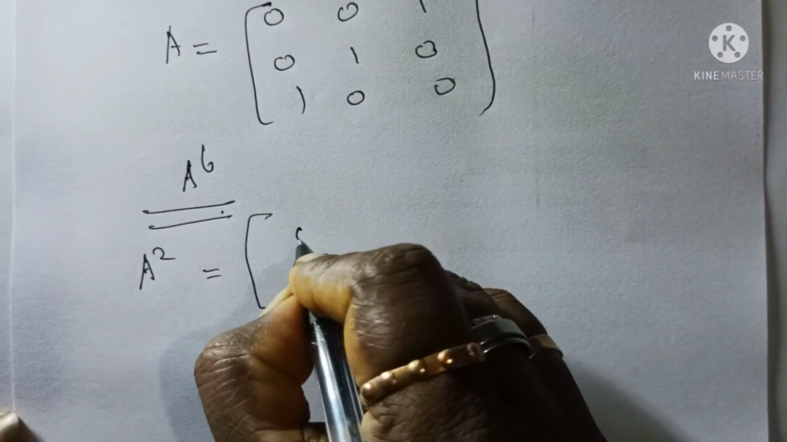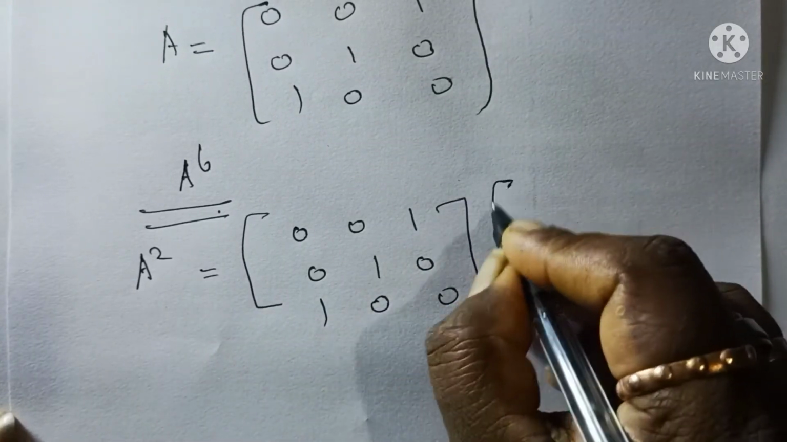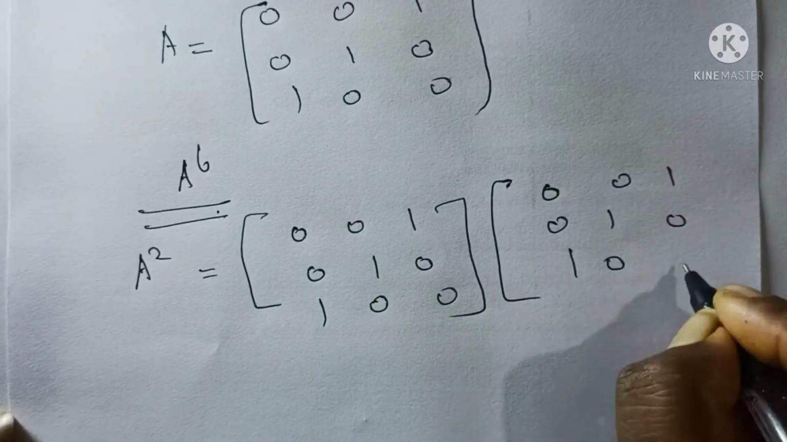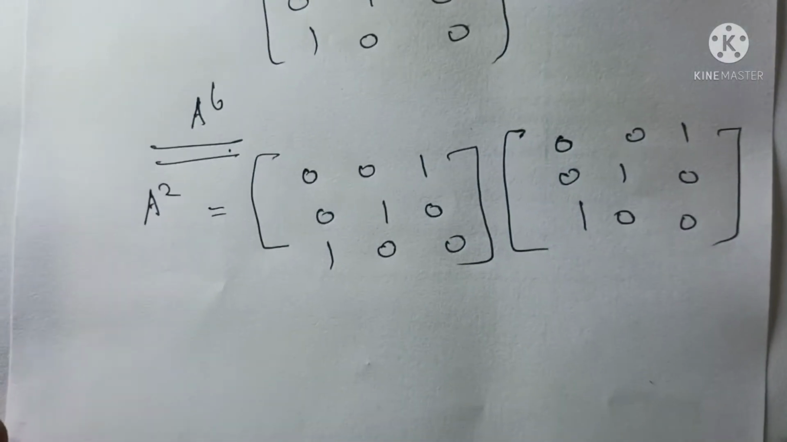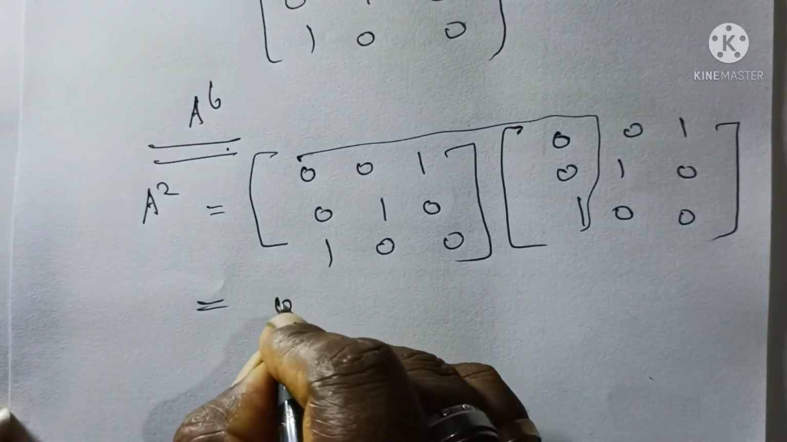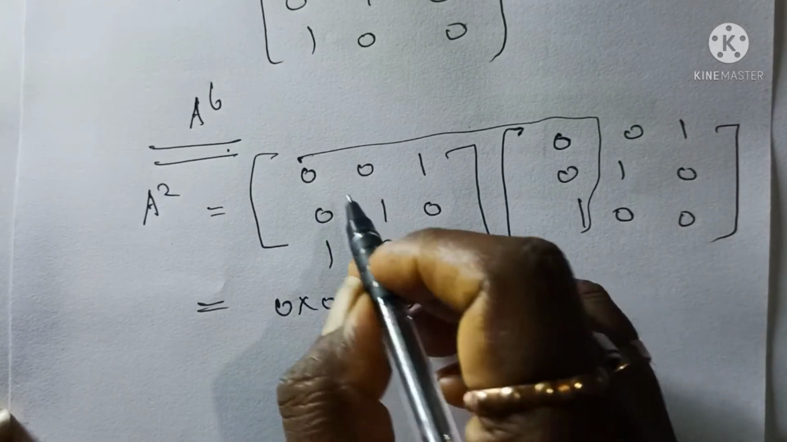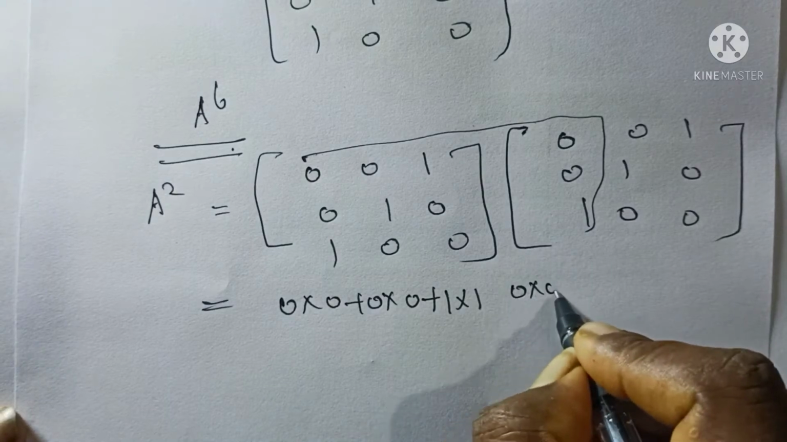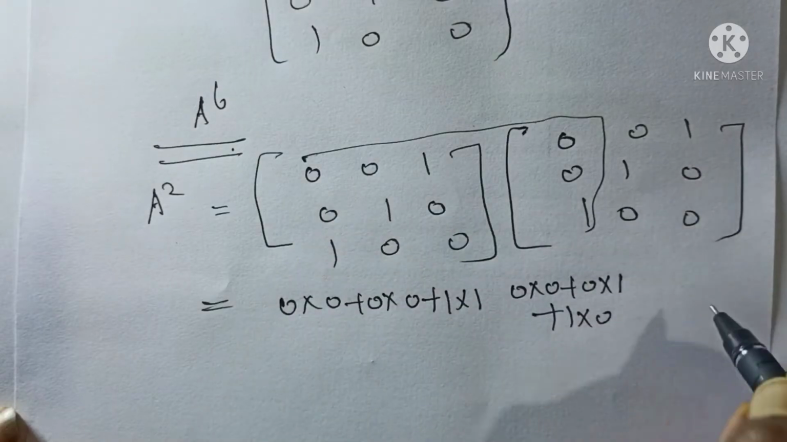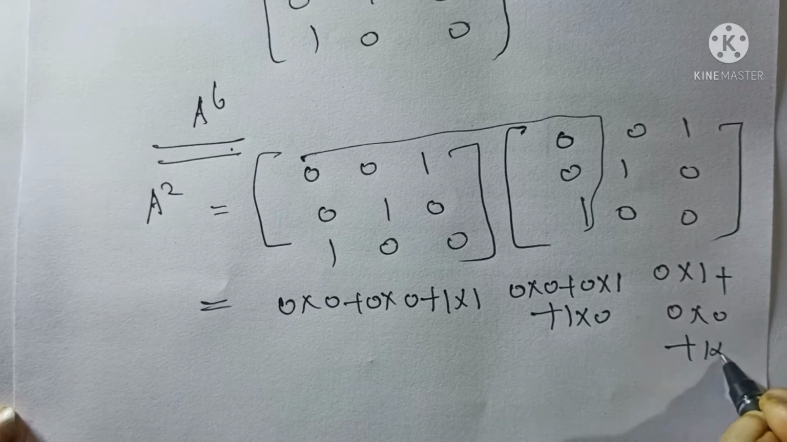So A square is equal to 0, 0, 1, 0, 1, 0, 1, 0, 0 into A, which is 0, 0, 1, 0, 1, 0, 1, 0, 0. Then you have to multiply as usual. So 0 into 0 plus 0 into 0 plus 1 into 1. Then 0 into 0 plus 0 into 1 plus 1 into 0. Then 0 into 1 plus 0 into 0 plus 1 into 0.